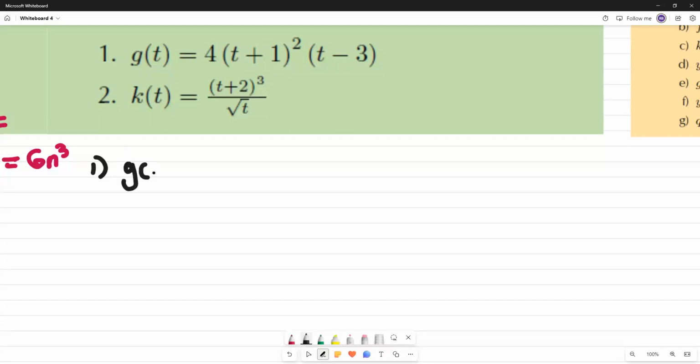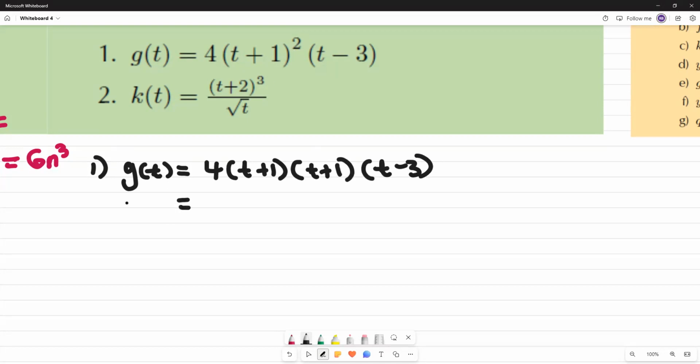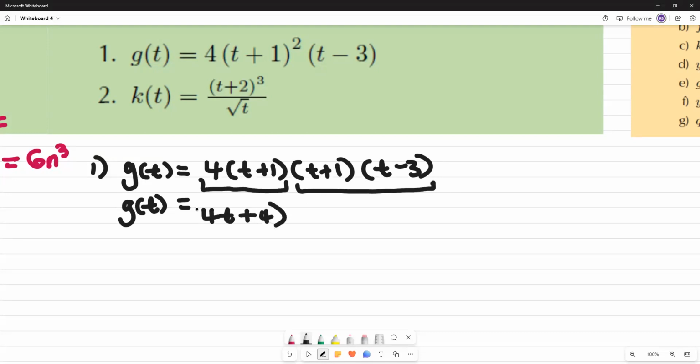So we know that, okay, g at t, it's 4. Then we're going to have t plus 1, another t plus 1, and then we have t minus 3, right? Because this square gave us these 2 brackets. Then you keep on simplifying. We haven't started differentiating. So it's still g at t. I can multiply, I can deal with them like this. These 2, and then those 2. Sharp. So I'm going to have 4t plus 4 in that bracket.